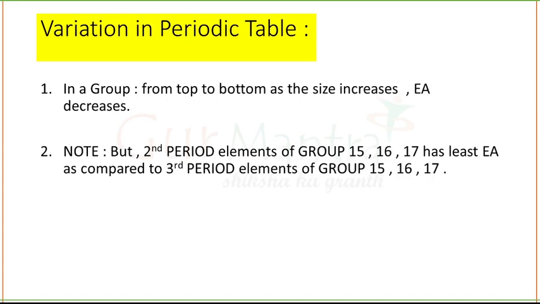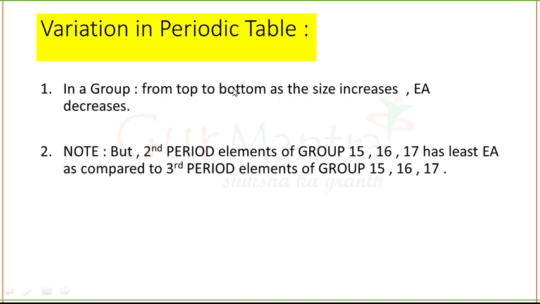Next is variation in the periodic table. So basically, if we talk about variation in the periodic table, we generally study it in a particular period or a particular group. In point number 1, as you move from top to bottom along the group, as the size increases, electron affinity decreases. But for some cases you have to remember this, as you move from top to bottom, you have to see the Z effective factor, or you have to solve the question by writing their electronic configuration.